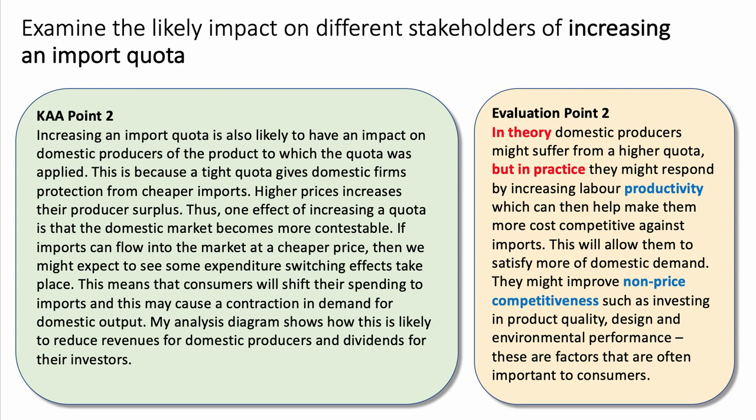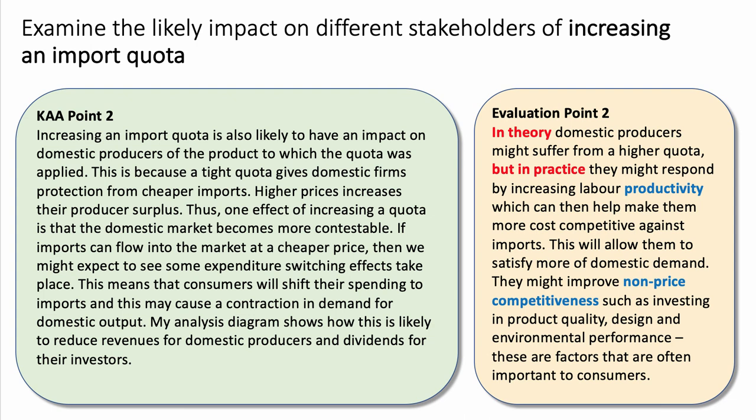Evaluation point 2 is one of my favourite evaluation phrases. In theory, domestic producers might suffer from a higher quota, but in practice, or in reality if you like, they might respond by increasing labour productivity, which in other words boosts their efficiency, which might help them become more cost competitive against imports and allow them to satisfy more of domestic demand. They might also take some steps to better their non-price competitiveness. They might focus on product quality, design, environmental footprint, other factors other than the price, which are important to consumers when making a purchase decision.